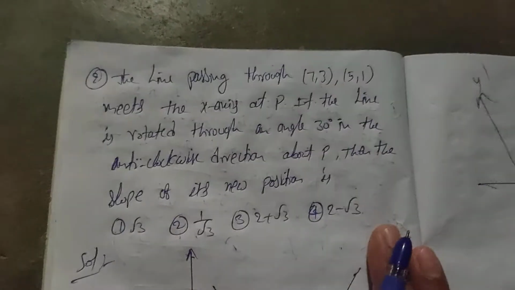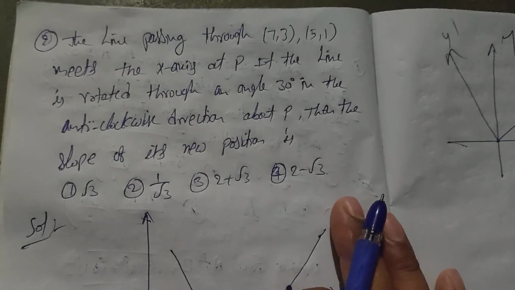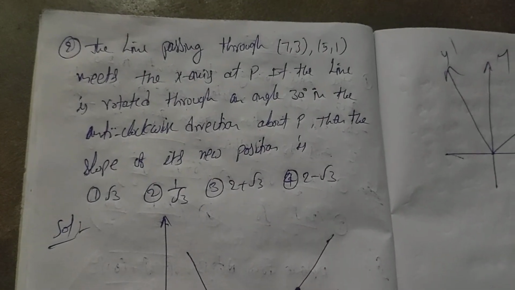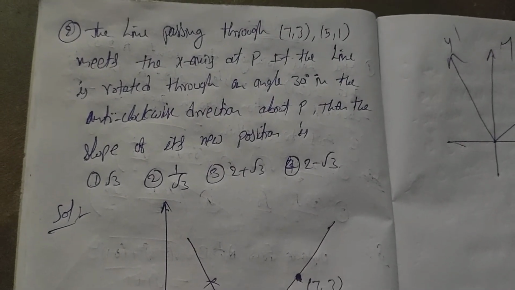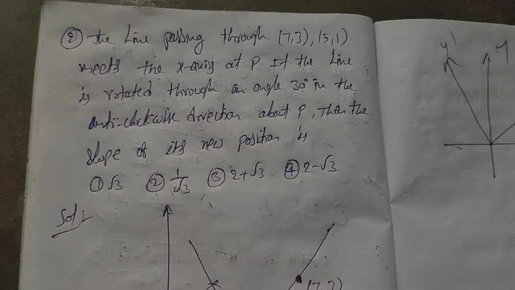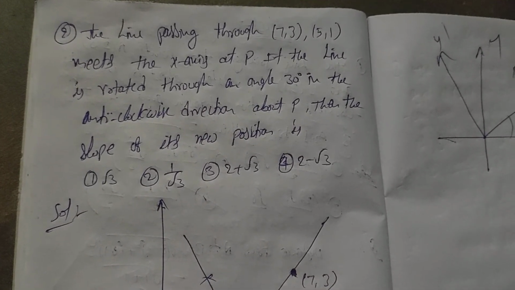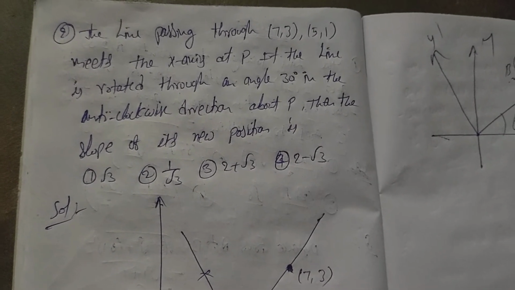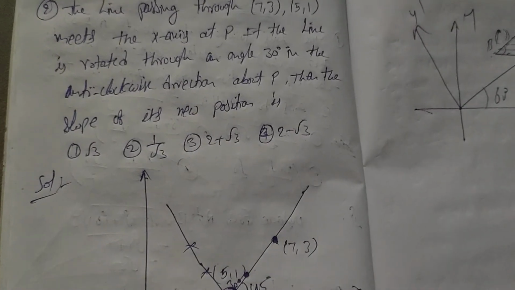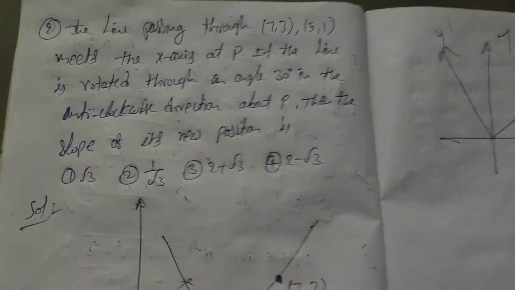Next question. The line passing through 7 comma 3 and 5 comma 1 meets the x-axis at P. If the line is rotated through an angle of 30 degrees in the anti-clockwise direction about P, then the slope of its new position is? Slope means here, very important.